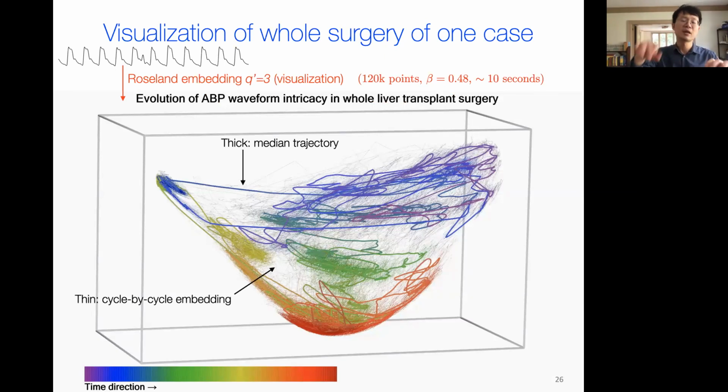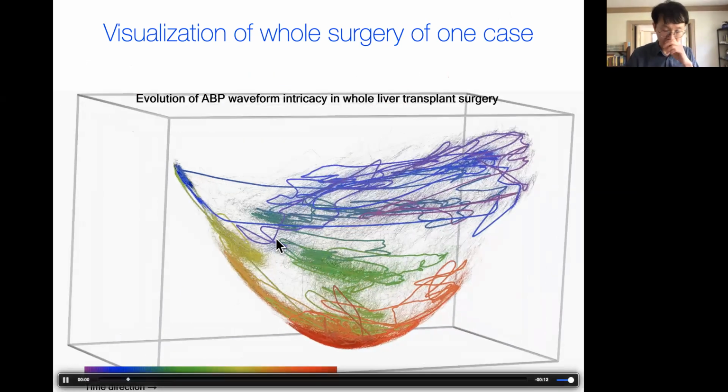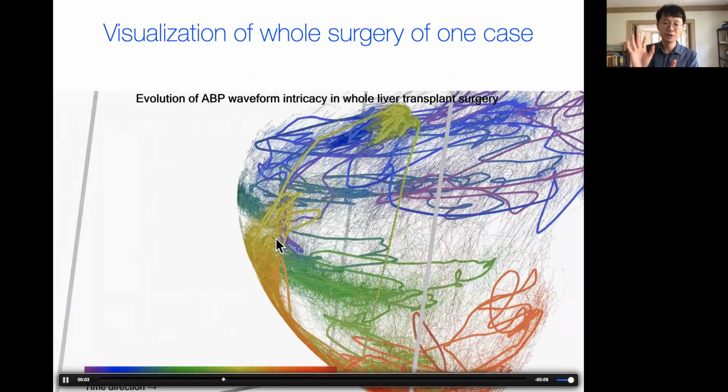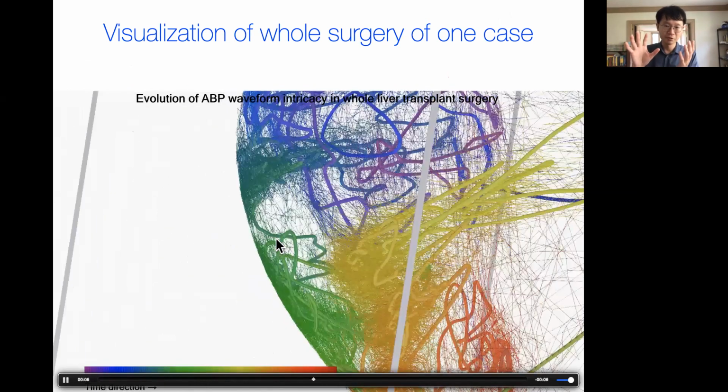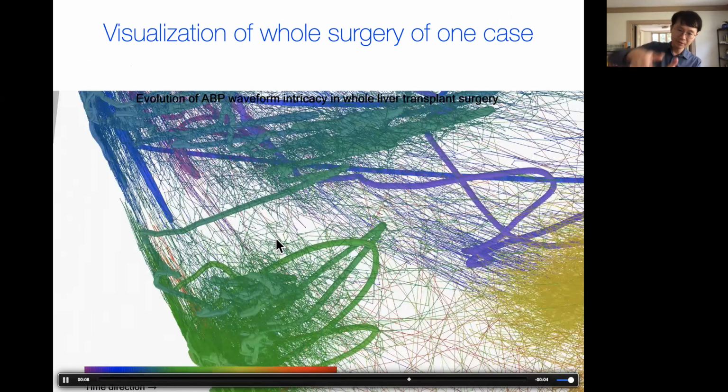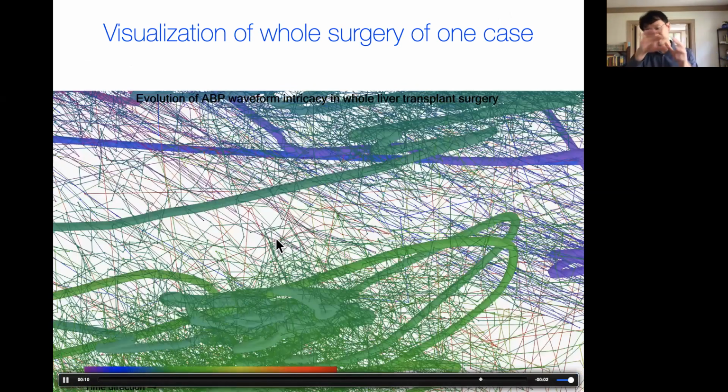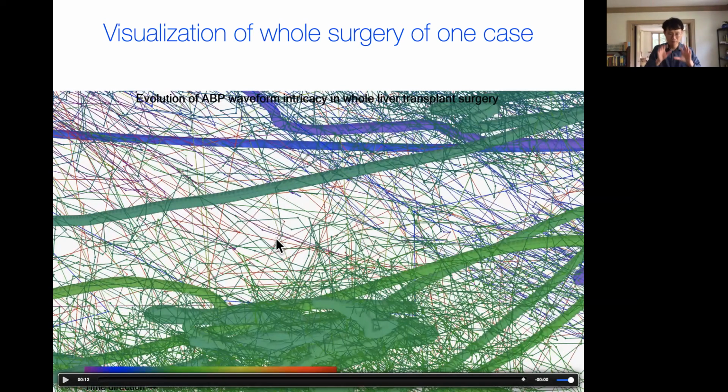And this is the visualization of the whole surgery of one case. That is, we have an arterial blood pressure signal, and if we run Roseland embedding into 3-dimensional space, there are in total 120K points, and we take beta 0.48. It only takes about 10 seconds, and this is the embedded result. So you can see that after embedding, you can see a rich structure of your hemodynamics. Sometimes you can see this kind of zigzag structure. Sometimes you can see Brownian motion structure, and so on. So it encodes a lot of information, which we can take a closer look at later.